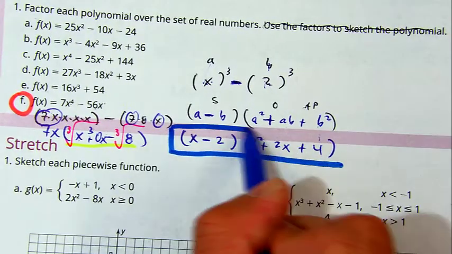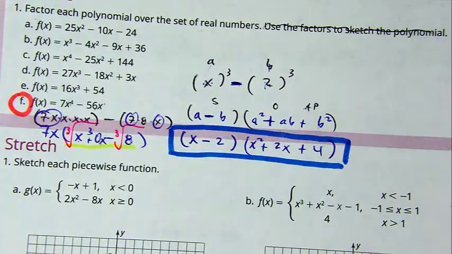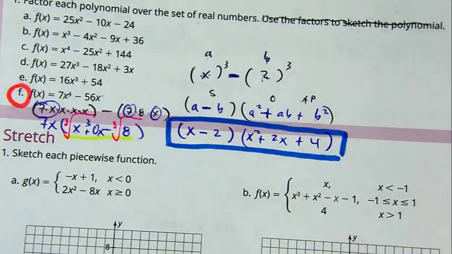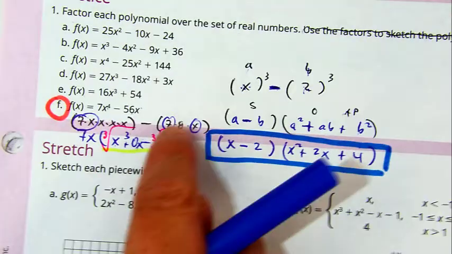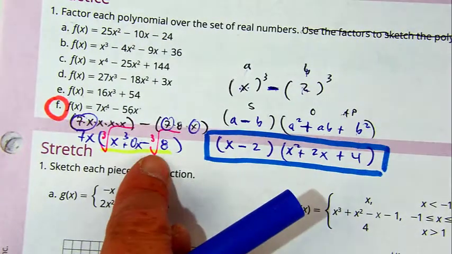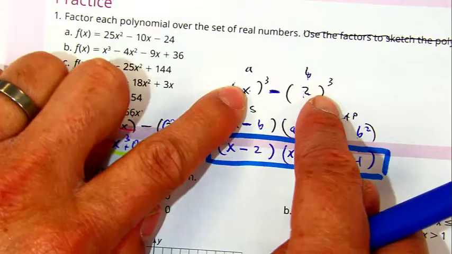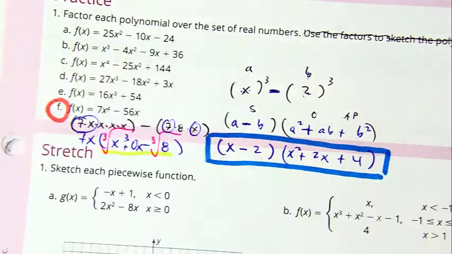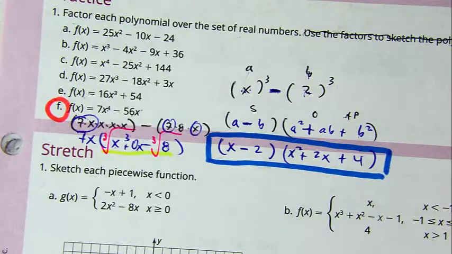How do you recognize the sum and difference of cubes? After we took out the greatest common factor, can you take the cube root? If you can, those are your A and your B values, and just substitute in your formula, and then simplify.